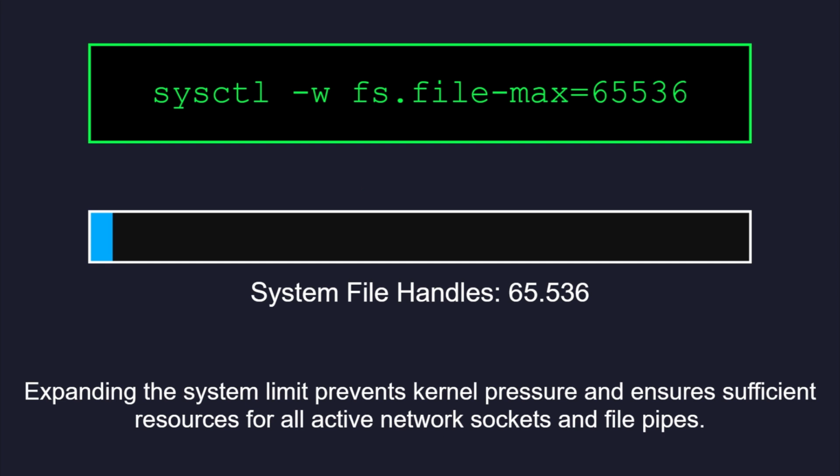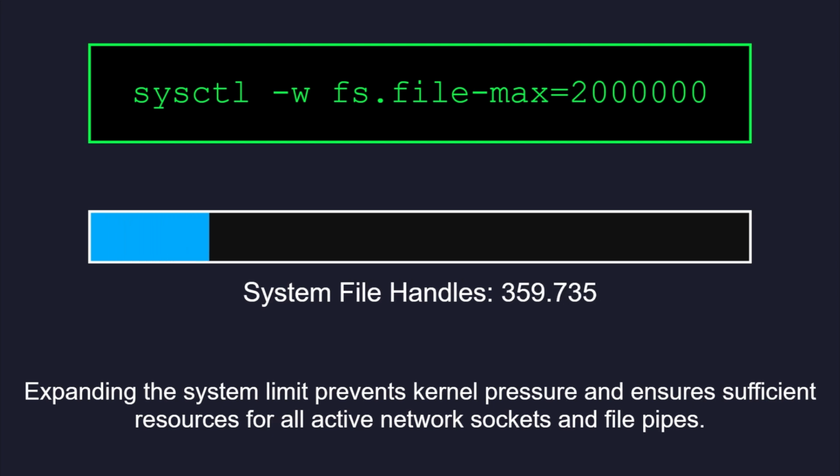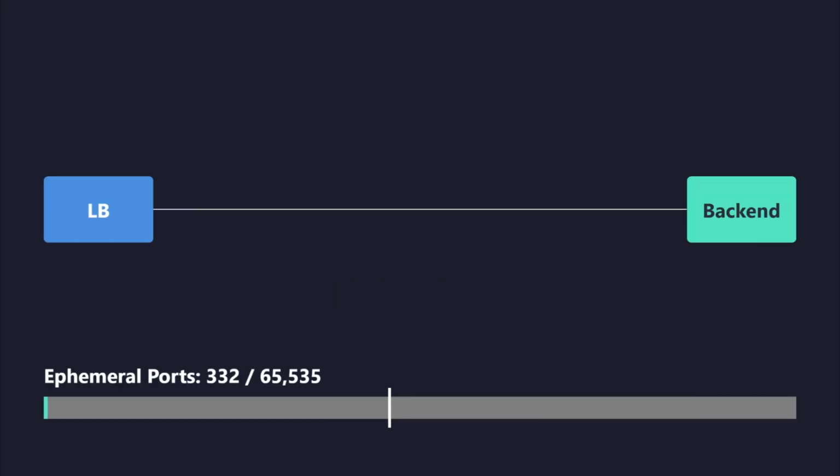After increasing process limits, you must tune the system-wide maximum file handles. Use the sysctl command to set the file max parameter to 2 million. This ensures the operating system has enough resources to track every active socket and pipe across all running services without crashing the kernel under pressure.